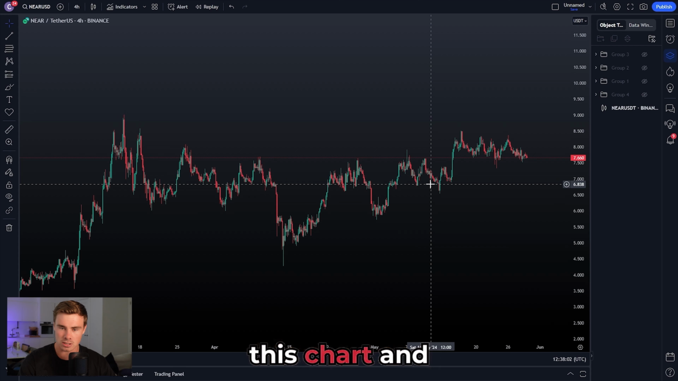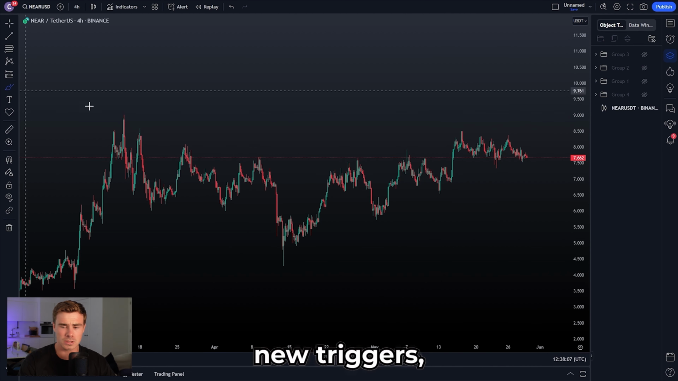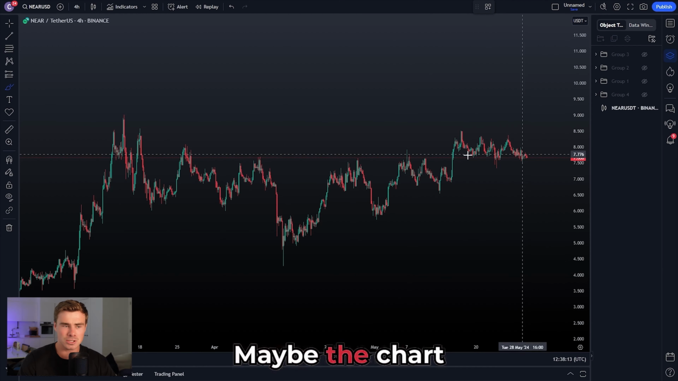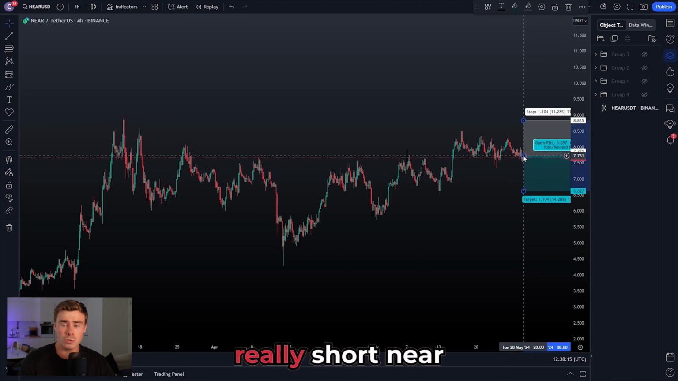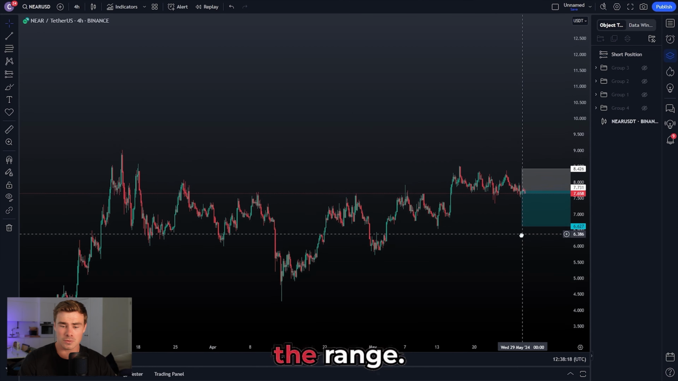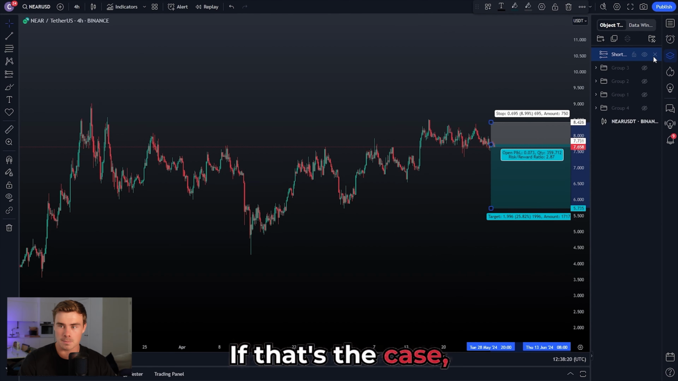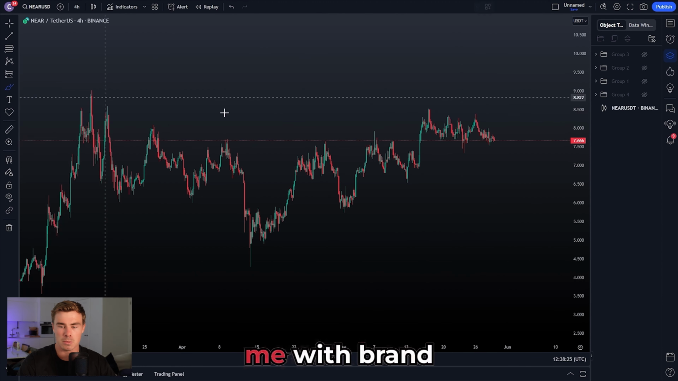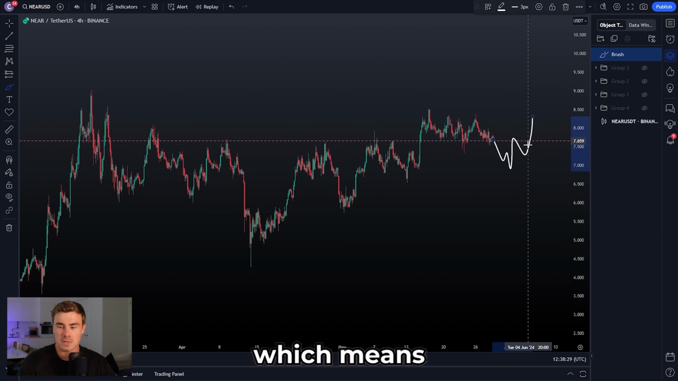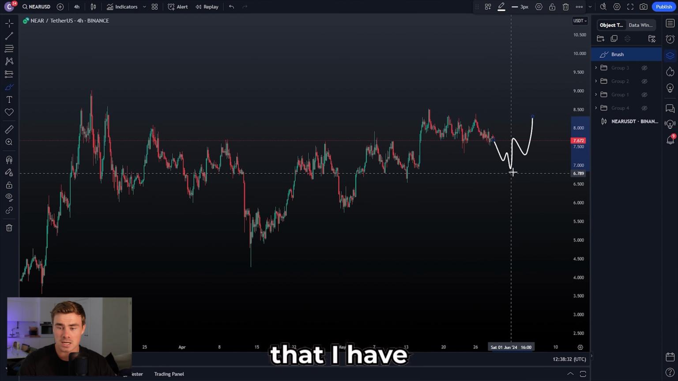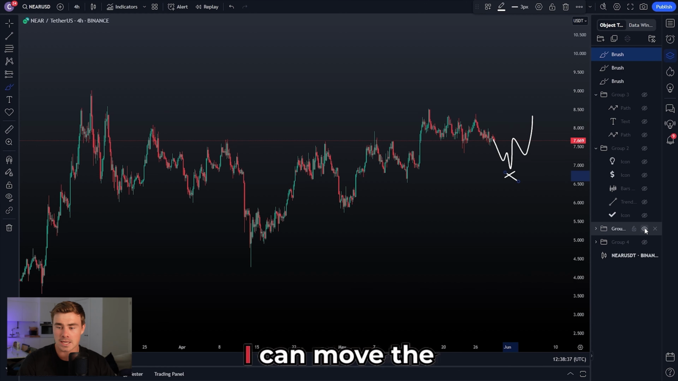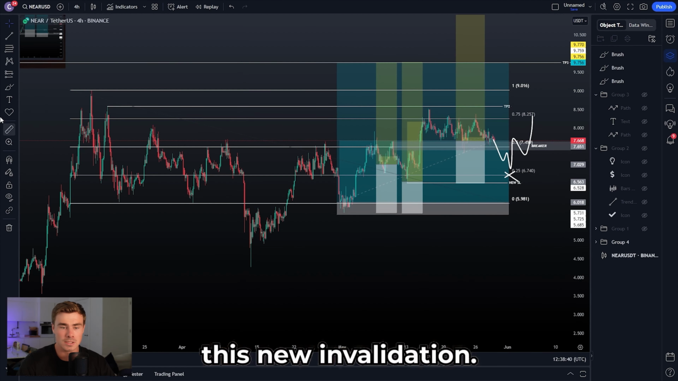I simply look at this chart and I try to identify, is this chart right now providing me with potential new triggers, potential new invalidations, and potential new targets, right? Maybe the chart right now is showing to me that I should really short near over here and target the range low liquidity pool. If that's the case, maybe I should close my long, right? But maybe the chart is going to be providing me with brand new triggers over here, which means that I have a new invalidation, which means that from the original positions over here, I can move the stop to this new invalidation.